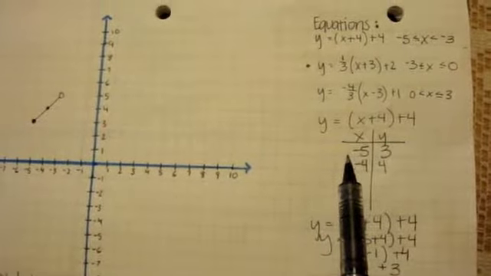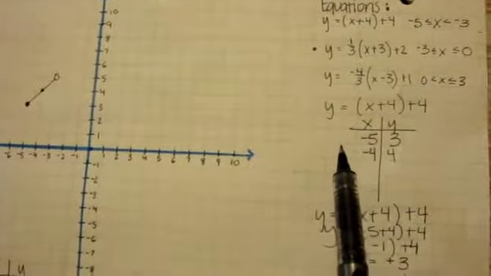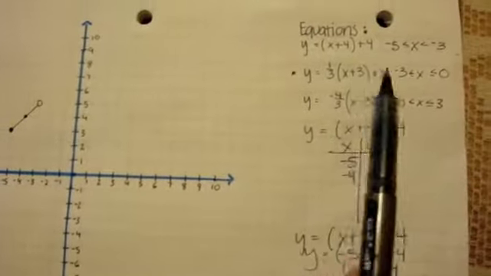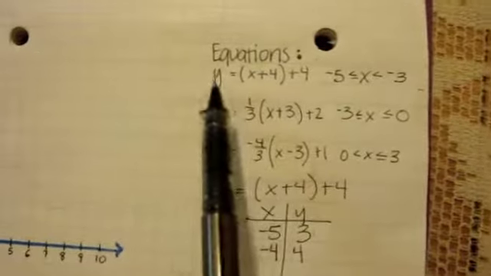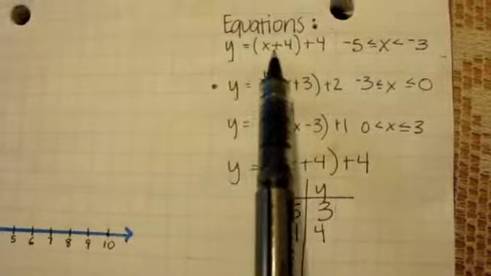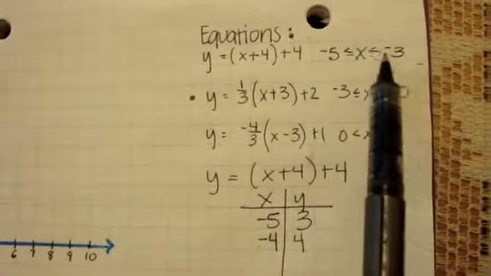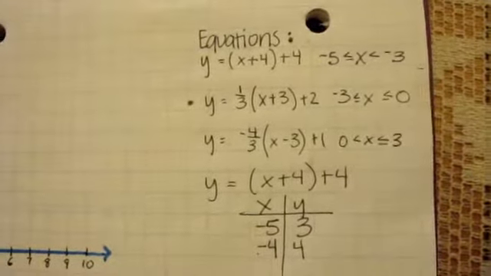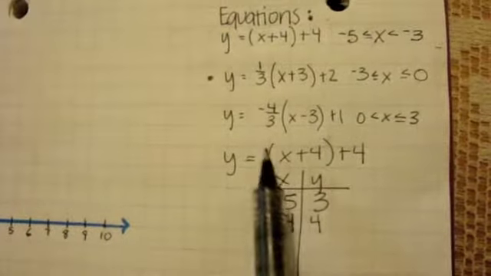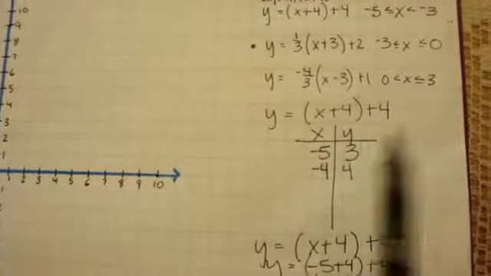So now I'm going to show you how to draw the graph from the equation. First, I'm going to show you how to find the first part of the piecewise function. And this is the first part: y equals x plus 4, plus 4. And you see that the interval is negative 5 to negative 3, but the negative 3 is not included. So if I want to graph it, I'm going to do y equals (x plus 4) plus 4, and I'm going to do a table.